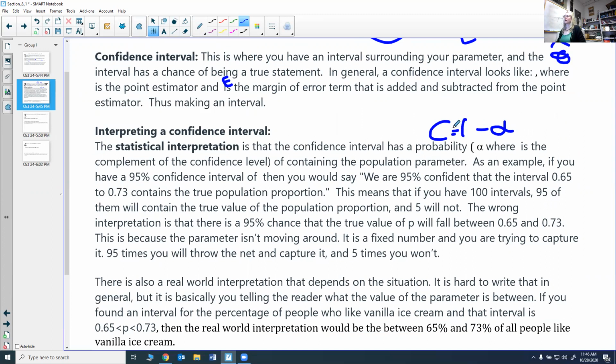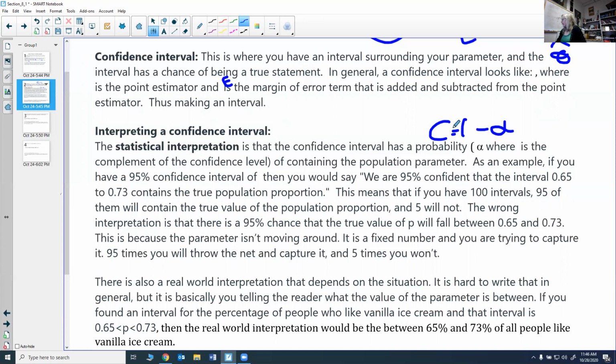So you have 1 minus alpha, and that is the complement of containing that population parameter. In other words, you're going to have some value out there in the world, and you're trying to get an interval that captures it. If you have a 95% confidence interval, then you would say you're 95% confident that the interval, let's say from 0.65 to 0.73, contains that true population proportion.